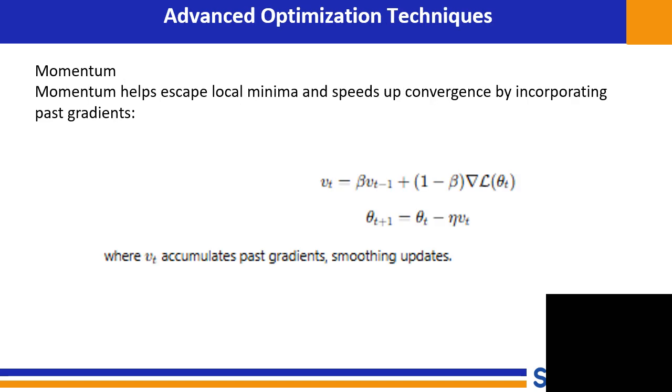Other advanced optimization techniques are momentum. Momentum helps escape local minima and speeds up convergence by incorporating past gradients. V of t is equal to beta V of t minus 1 plus 1 minus beta times the gradient of L of theta t. Theta t plus 1 is equal to theta t minus eta V t. Where V t accumulates past gradient, smoothing updates.